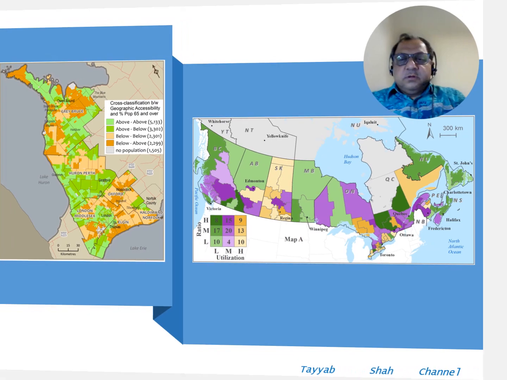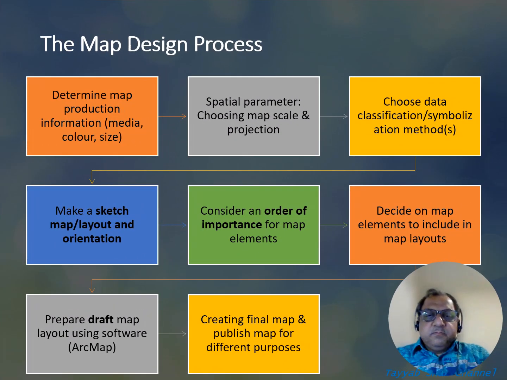So in sum, we can discuss the map design process. The first thing we need to consider in the process is to determine the map production information, for example, the media, color of the map, and the size of the map. So we need to set the layout according to the map requirement.